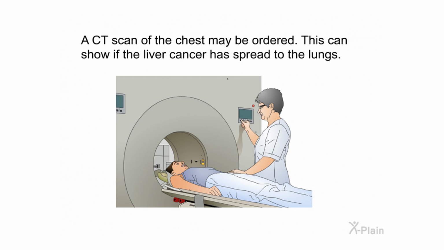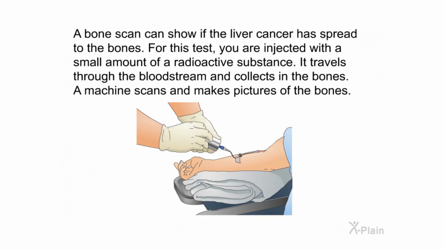A CT scan of the chest may be ordered. This can show if the liver cancer has spread to the lungs. A bone scan can show if the liver cancer has spread to the bones. For this test, you are injected with a small amount of a radioactive substance. It travels through the bloodstream and collects in the bones. A machine scans and makes pictures of the bones.